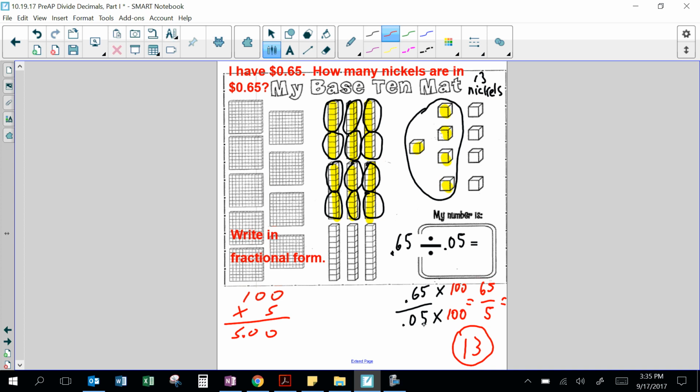We try to figure out how many 5 hundredths go into 65 hundredths, 13 groups, or how many 5s go into 65, 13 groups. Because you multiplied both by the power of 10, 100, which made them into whole numbers. Because whole numbers are so much easier. Because we've all divided by whole numbers since we were in elementary school.